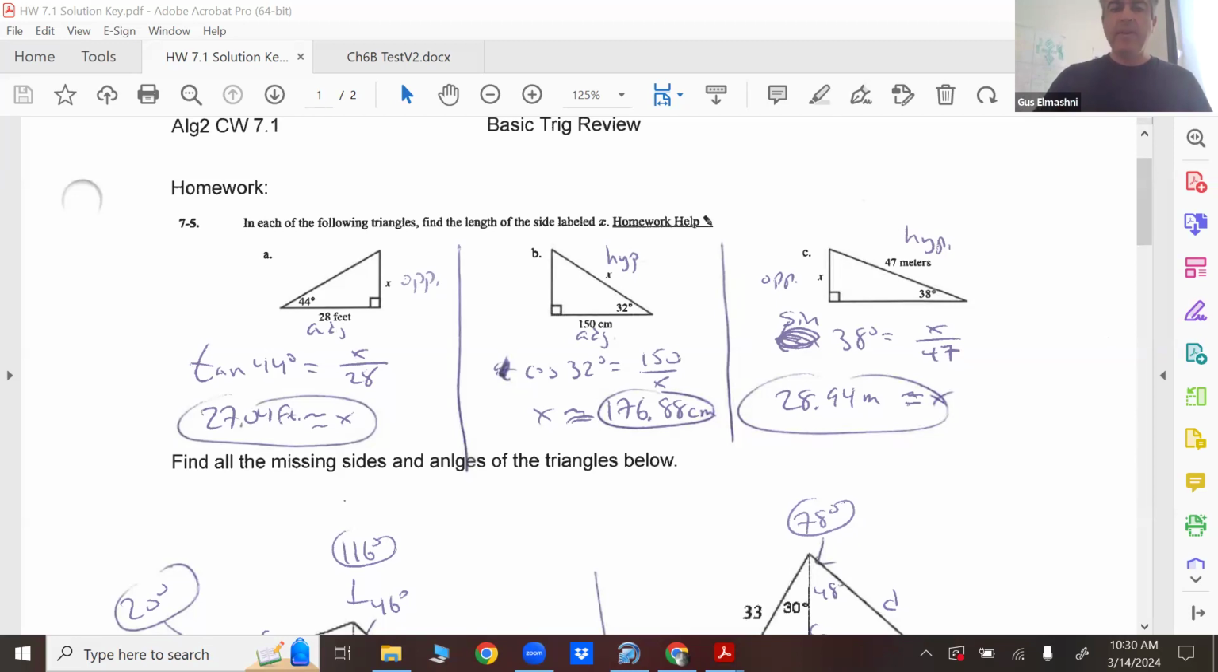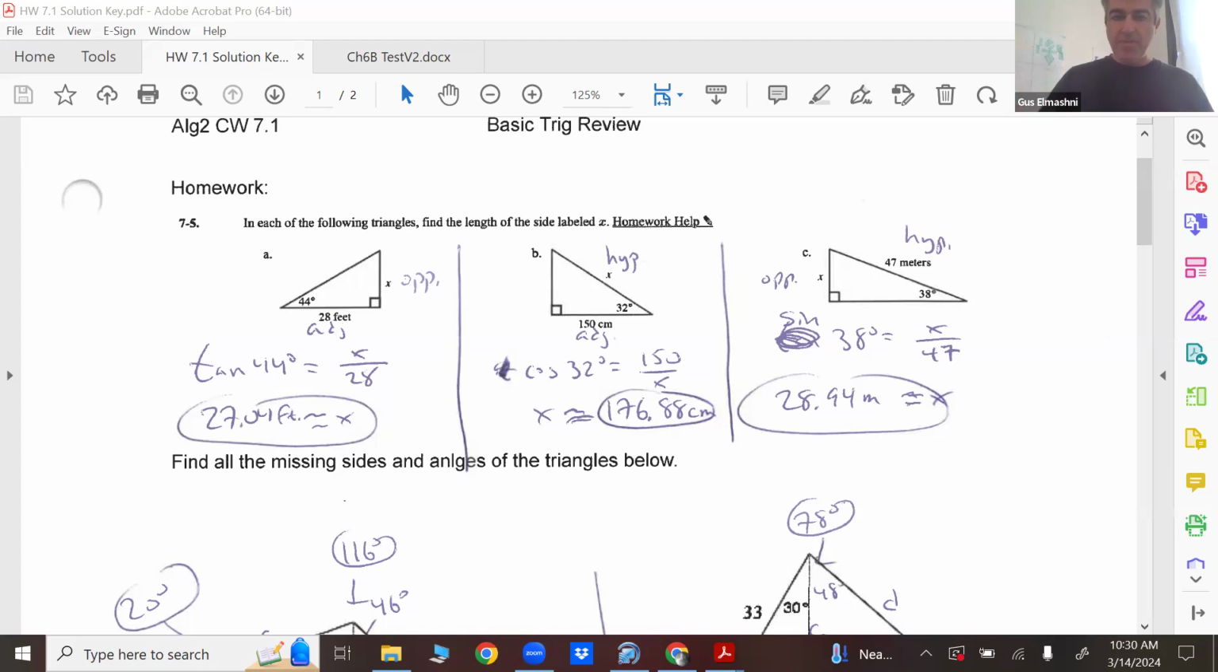So for 7.5a, clearly we want x. Clearly we're given 28. X is the opposite of 44 degrees. 20 is adjacent of 44 degrees. So think like that. How is the side related to the angle? O over A, that's TOA. So you've got to go tangent. Once you set it up, then your goal is to isolate x, which now comes down to algebra, and that's all.